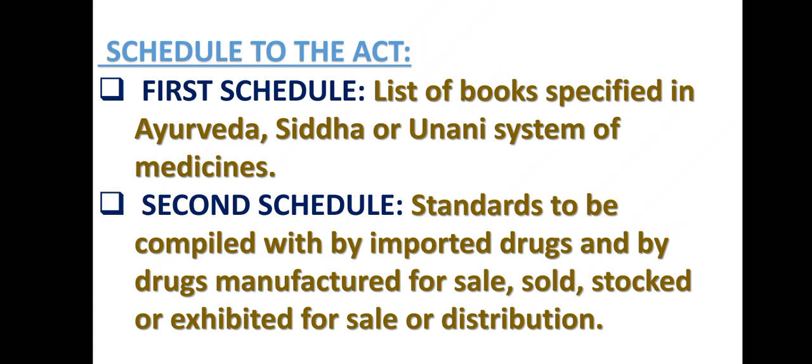Now we can see the schedules to the Act. First Schedule: it prescribes the list of books specified in Ayurveda, Siddha or Unani systems of medicine. And the Second Schedule prescribes standards to be complied with by imported drugs and by drugs manufactured for sale, sold, stocked or exhibited for sale or distribution.